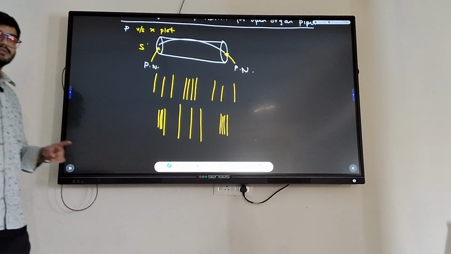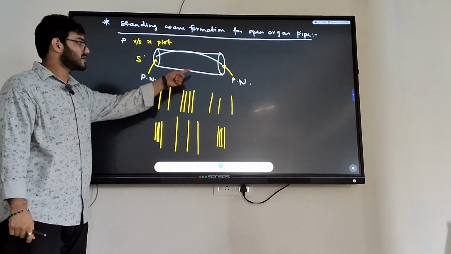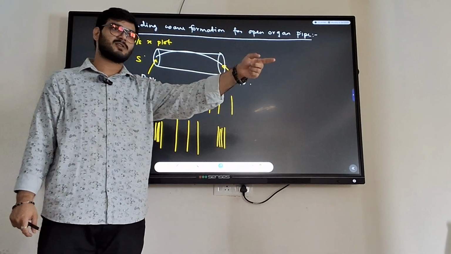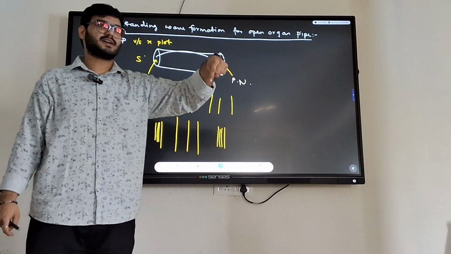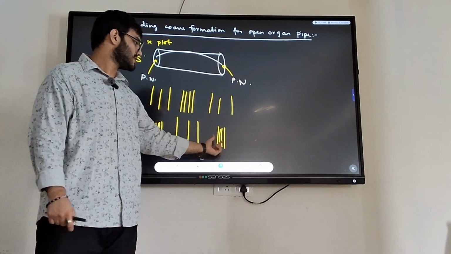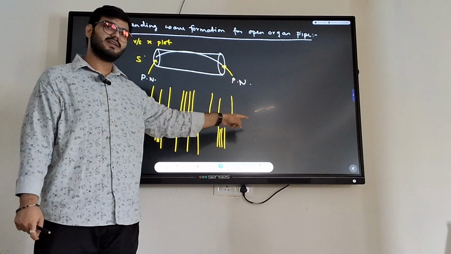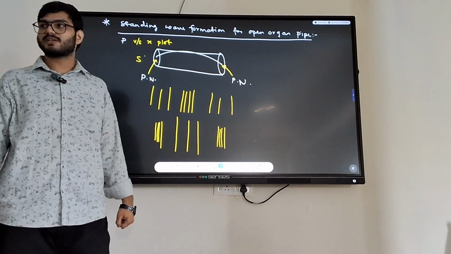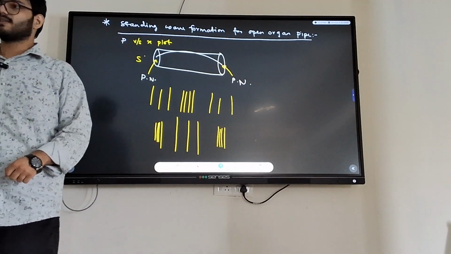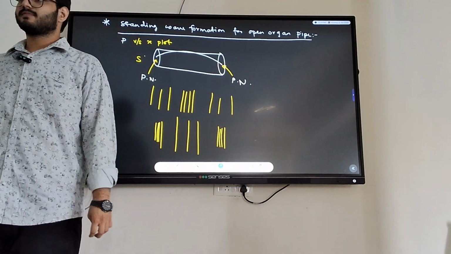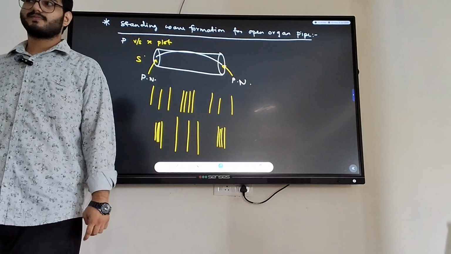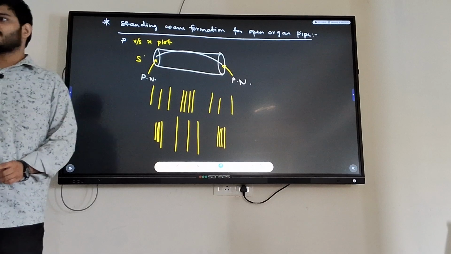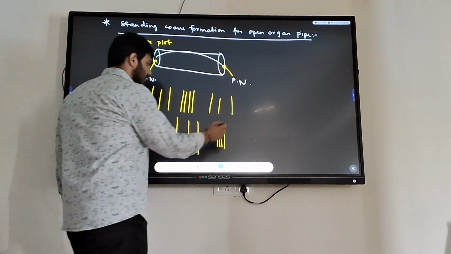Should I repeat once? See, what happens is when your rarefaction goes and hits the open end, its pressure is less than the atmospheric pressure, and that's why air rushes inside. When air rushes inside, then your pressure actually increases. When it increases, then your rarefaction converts to a compression. Then when a rarefaction becomes a compression, what is the phase reversal equal to? Should be pi again.